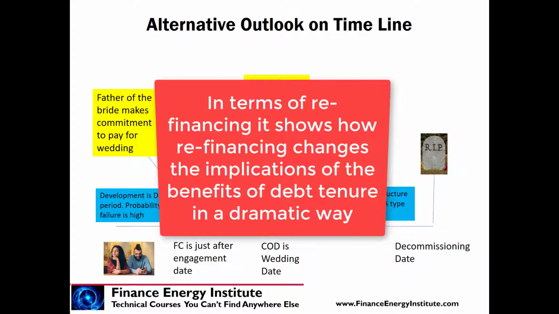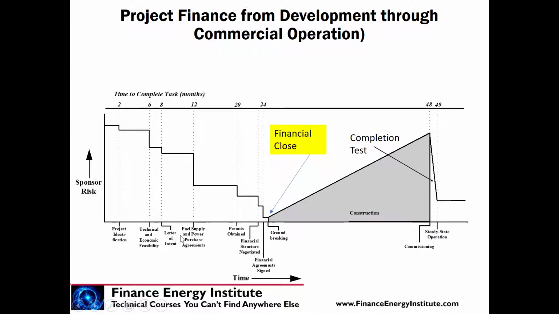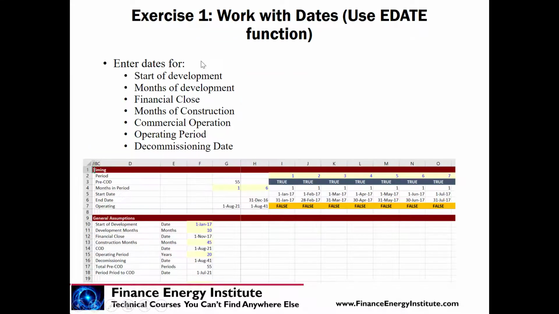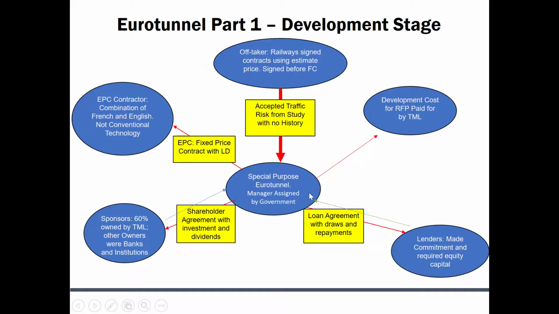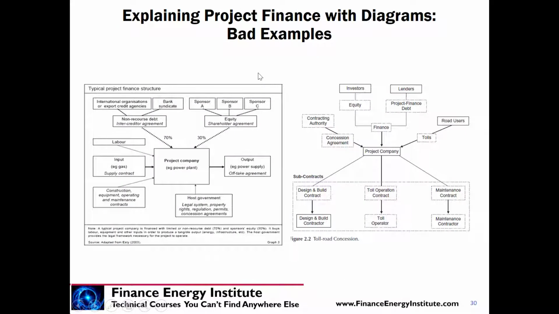Before I say that, I made some extra little timelines. I don't know which timeline you like better, this one with the documents you have to do, or this one with my kind of father of the bride making a commitment and the commitment fee and all that. All right, and then I also decided the arrows really on this stuff, the arrows should always represent money.